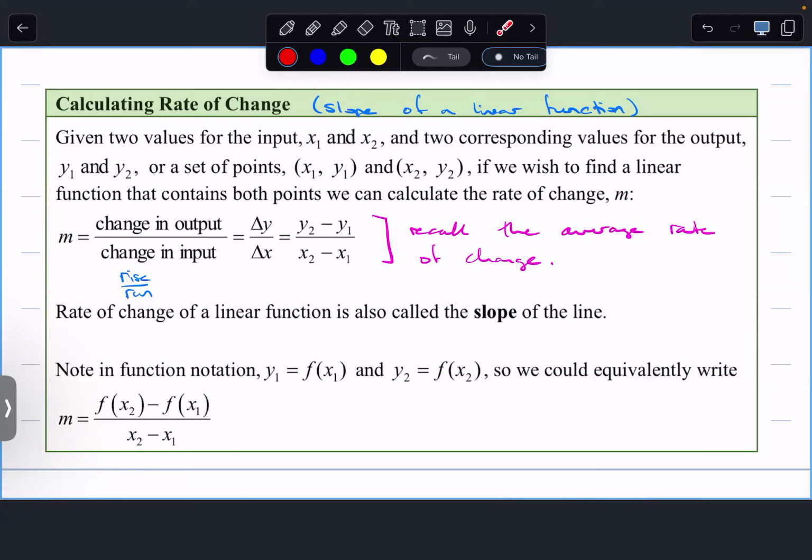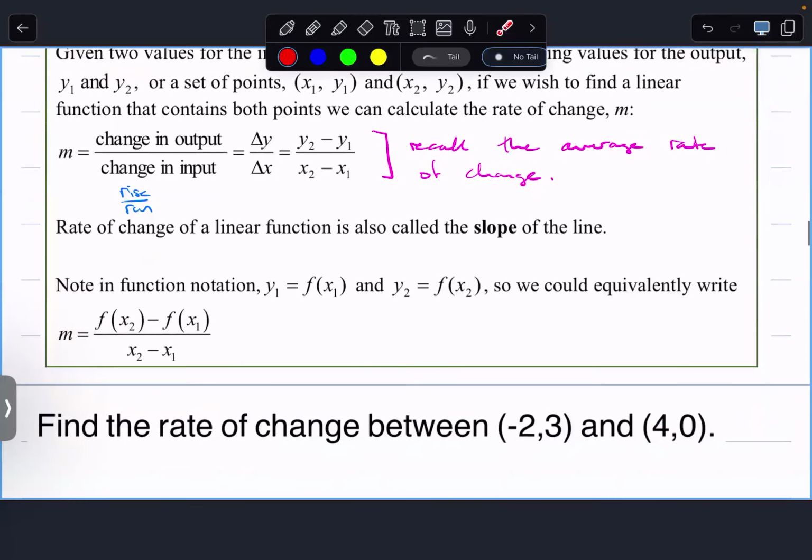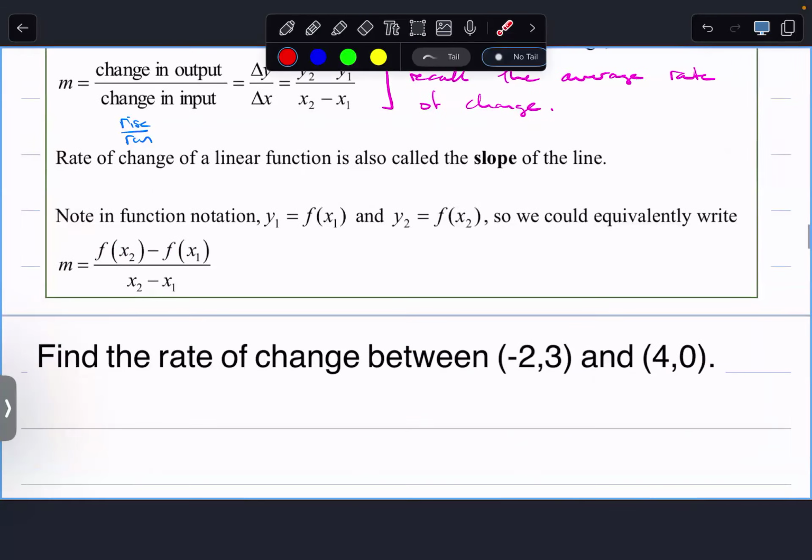So the rate of change of a linear function is the slope of this line. Right? And so you'll be able to find the slope. You have a function, f of x at the second point minus f of x at the first point divided by the change in x.